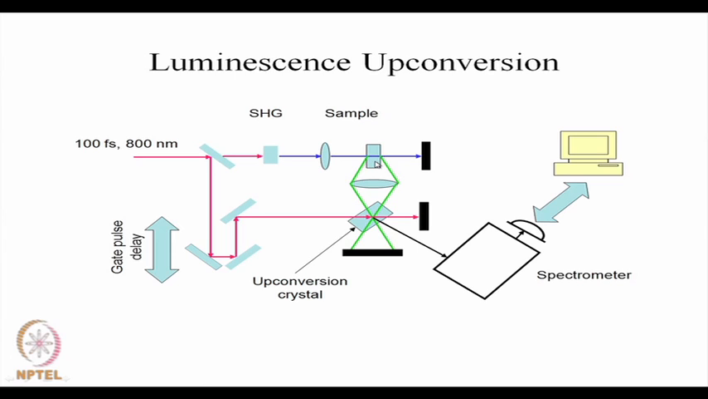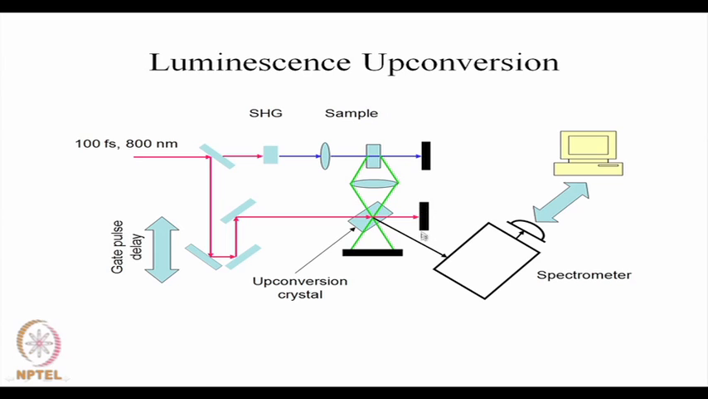It is a luminescent sample, and this luminescence is again collected with the help of a lens, and then it is focused onto another upconversion crystal, that is again a non-linear crystal, and that has to be put at a specific angle. Not all angles will do your job. Then this is focused here, and the gate pulse is allowed to fall on this focused point, so that these two frequencies will mix, thereby generating a mixed, upconverted frequency.